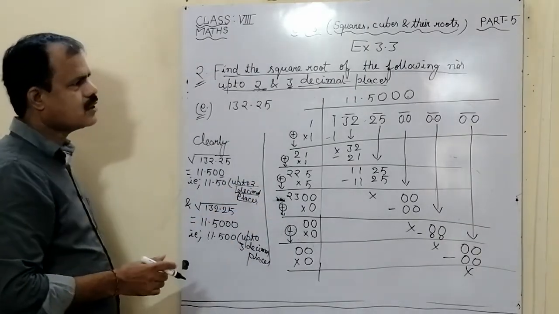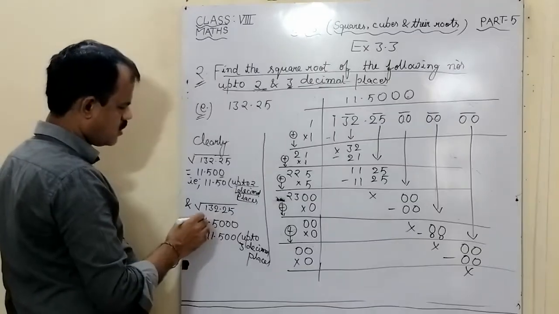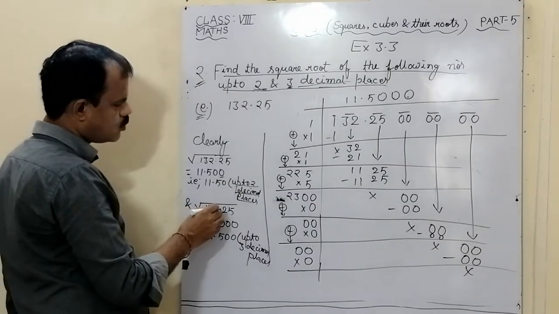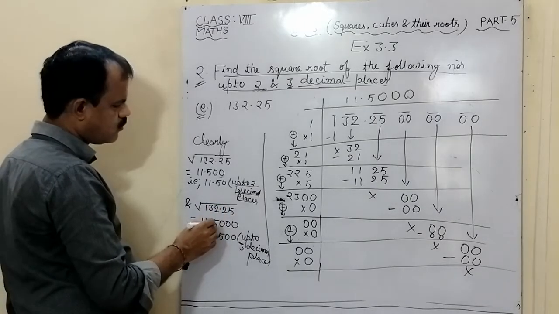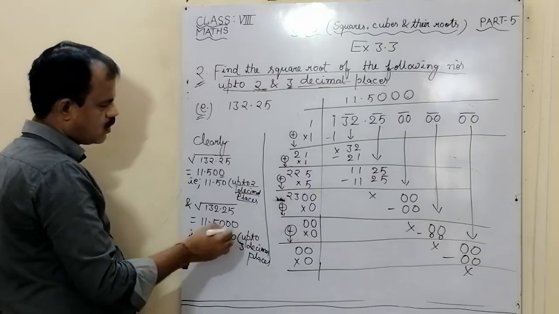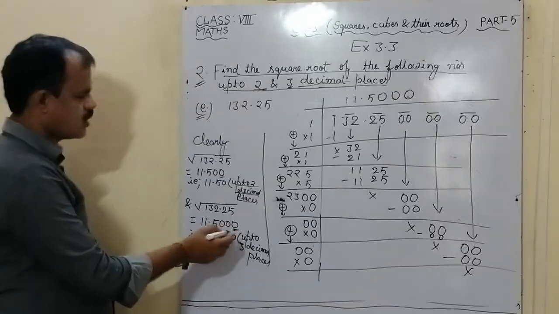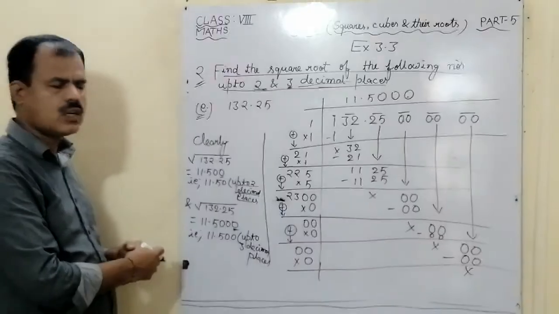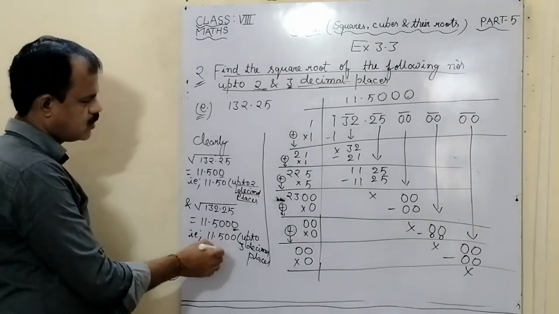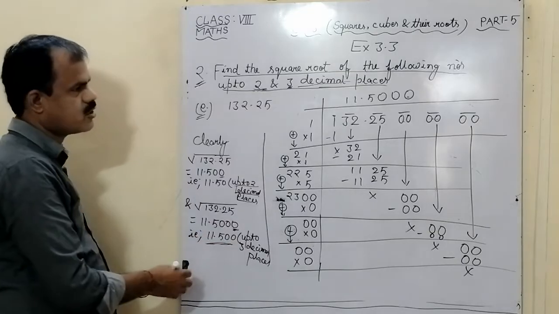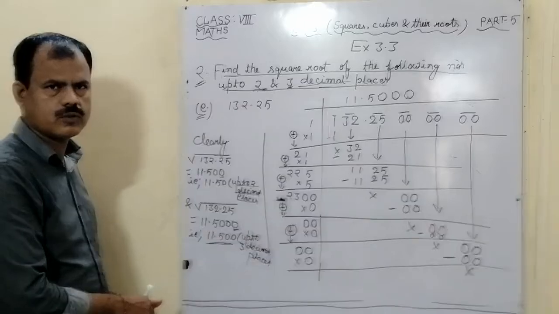Now we have to write 3 places, so we take 4 places. So root under 132.25 is 11.500. Now see here, at the 4th place the number is 0, which is less than 5. So we write 11.500. This is up to 3 decimal places. Okay students? So like that you can solve.